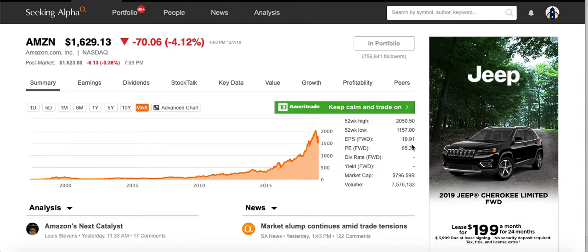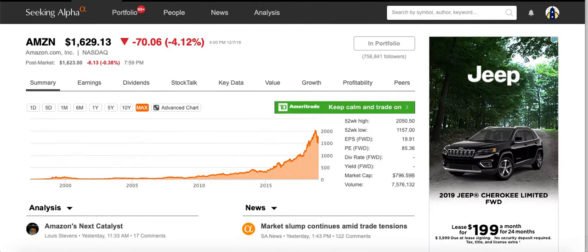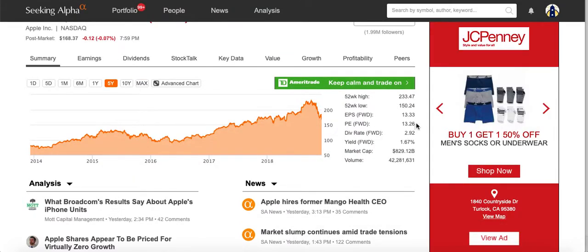Are you trying to analyze historically whether Amazon is an expensive stock right now? Well, then you might look backwards at trailing 12 months. Are you comparing Amazon's next 12 months to Apple's next 12 months? You might say, well, Amazon's forward PE is 85, Apple's forward PE is 13. And so you might do comparisons that way as well.